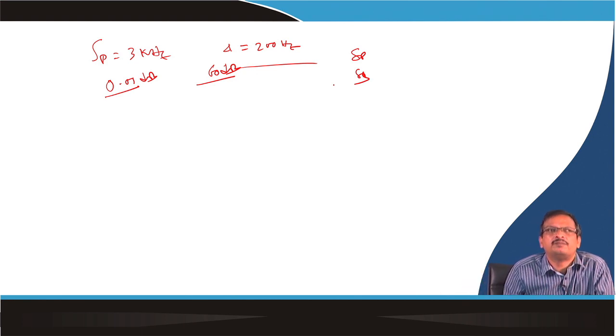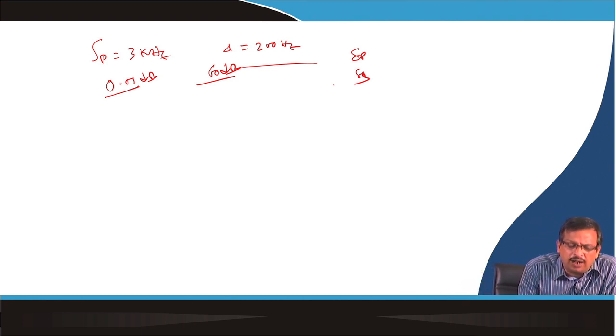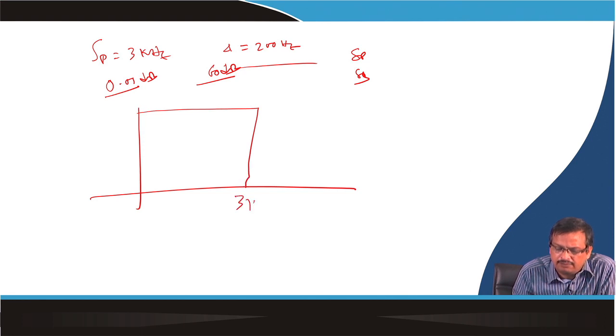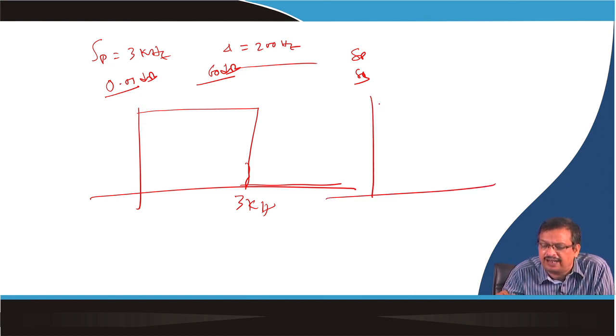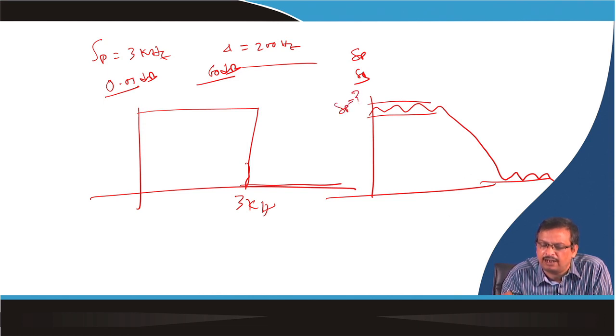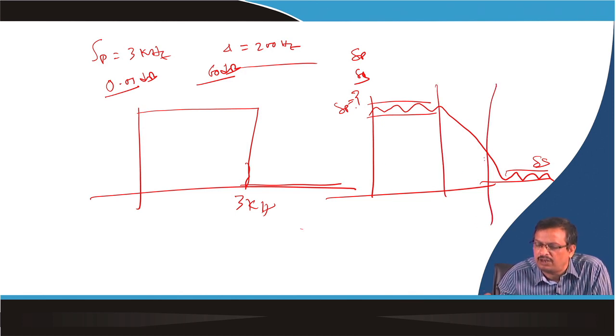That is straightforward. But when I want to draw this filter specification for a low pass filter, ideally it should look like this, 3 kilohertz and the rest will be 0. This is ideal. But instead of the ideal scenario, what will I get? I will get some variation here and also some variation here. So this is del P, which I can calculate. This is del S, which I can calculate. And this is my transition bandwidth, delta, which I can calculate.